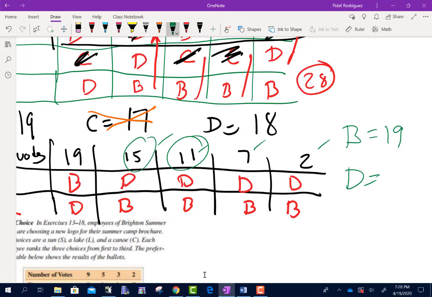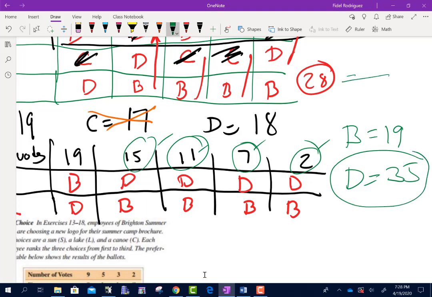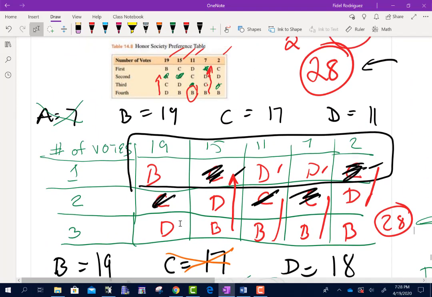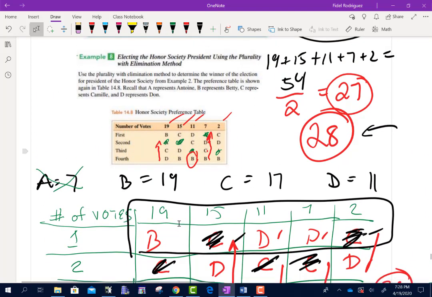26 and 7 is 33. 33 and another 2 would be 35. That is a majority vote because it's 28 or more. And so Don would be the winner by the plurality with elimination method. Okay, so guys, I'm going to back up a little bit here just so you can see, this is called the plurality with elimination method.